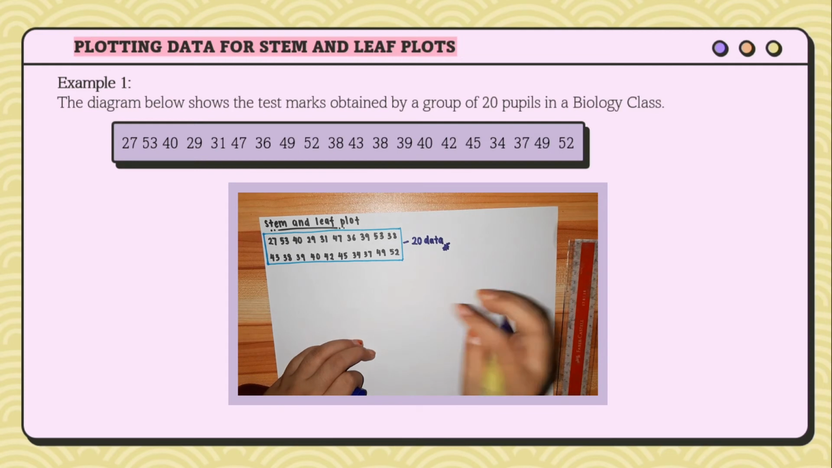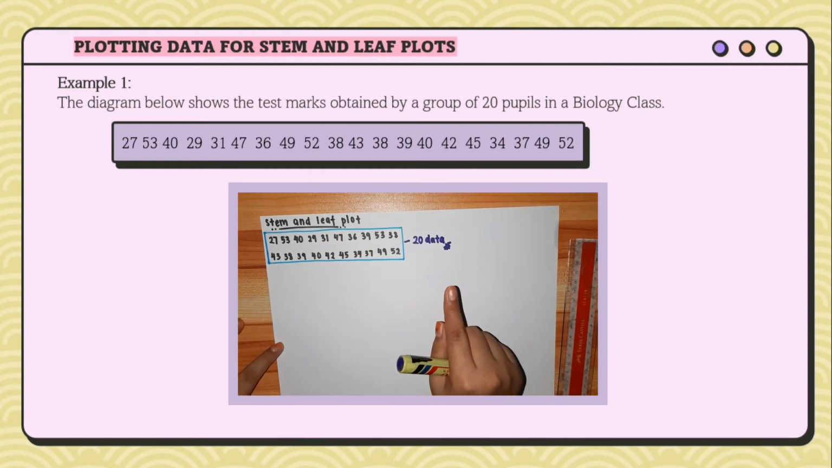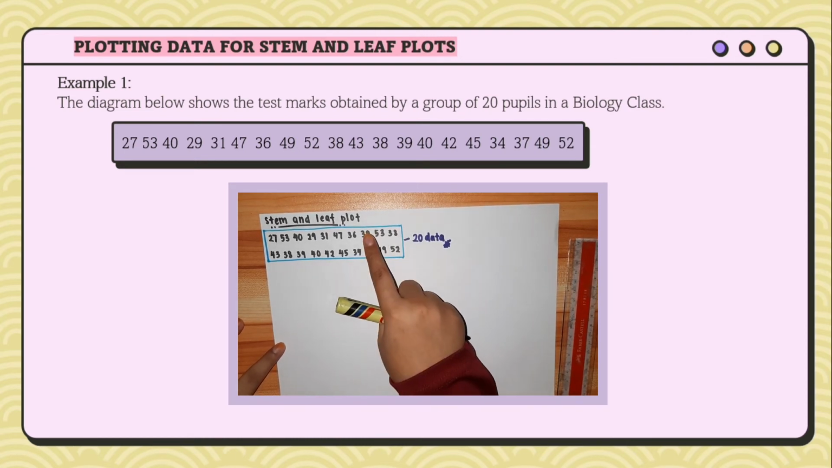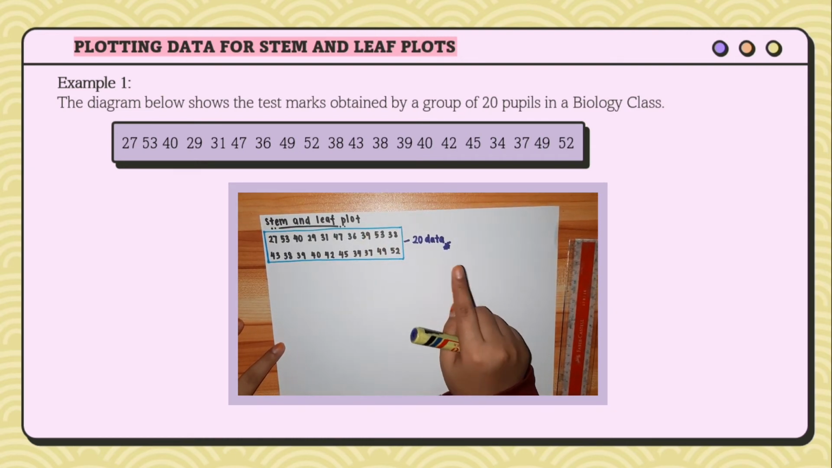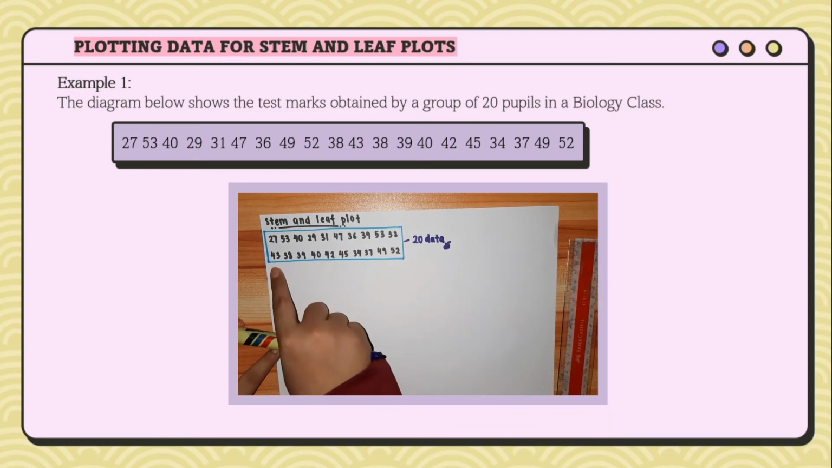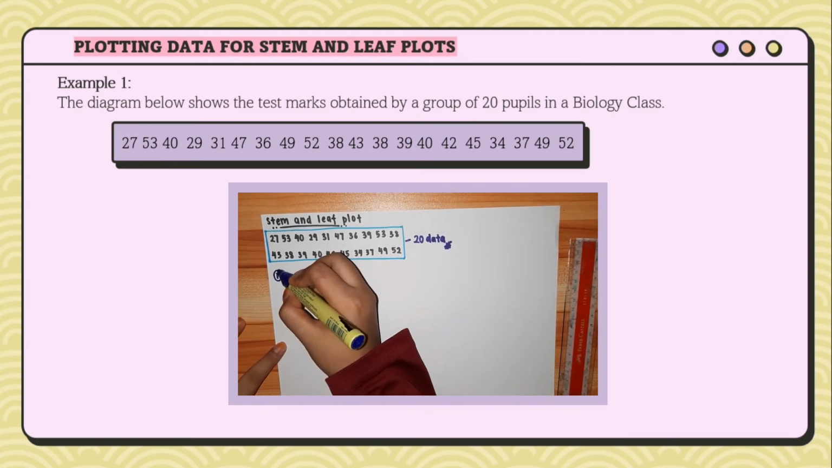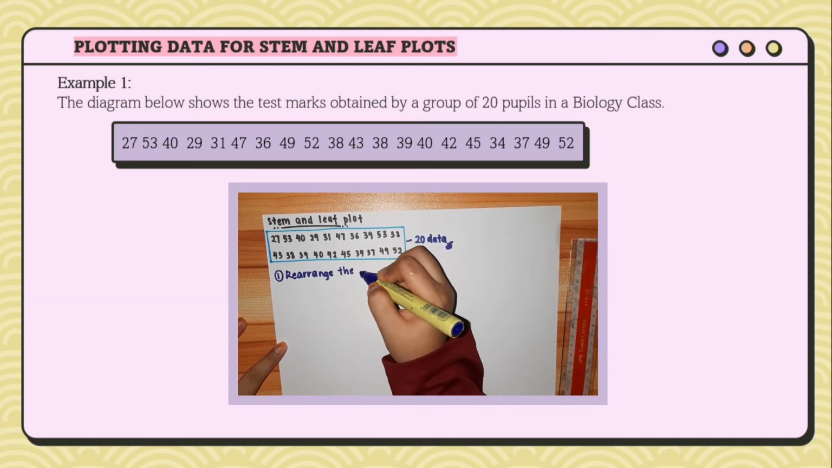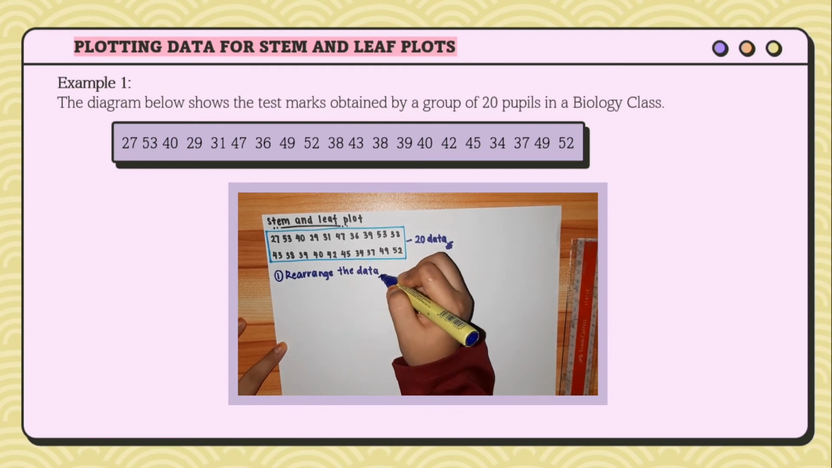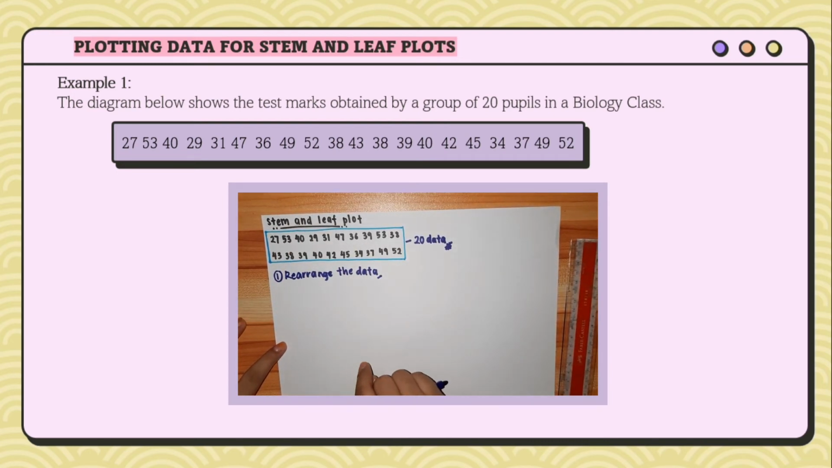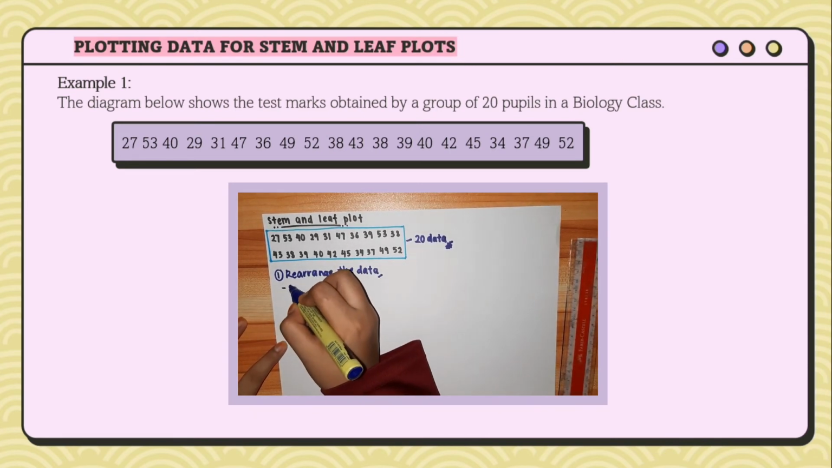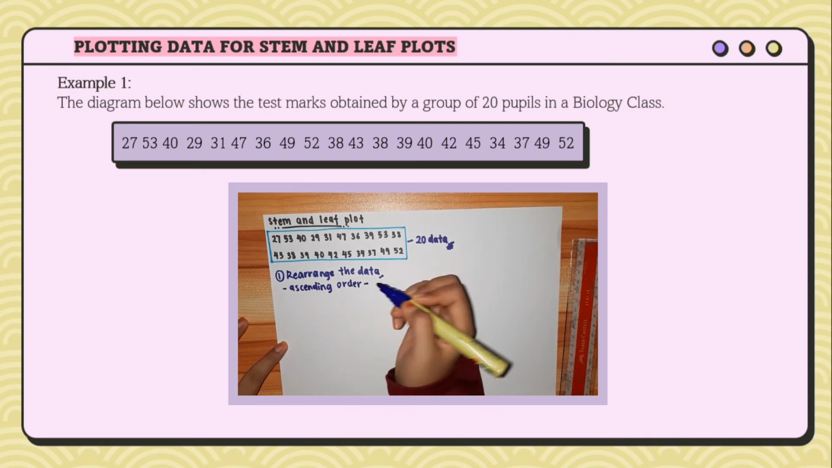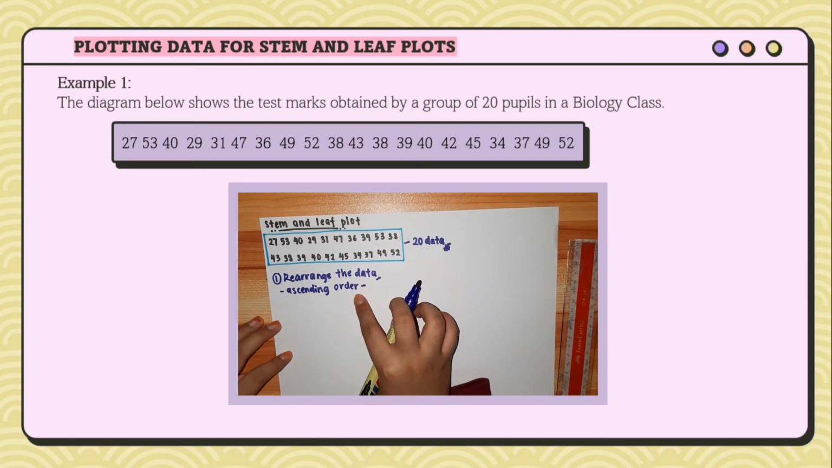Next, we have to see the arrangement of the data. We have to make sure the data have been arranged according to ascending order. It seems that this data was arranged randomly. So, what do we have to do? The first step is we have to rearrange the data. Please remember that the arrangement of the data must be in ascending order, which means we will start from the smallest number to the largest number based on the data.